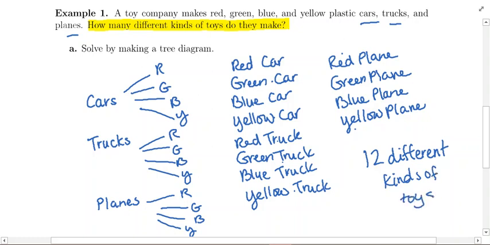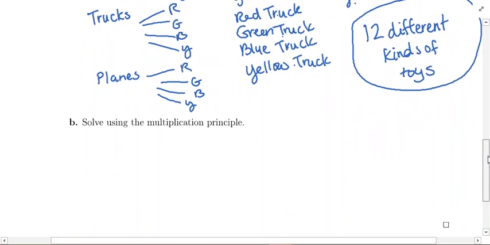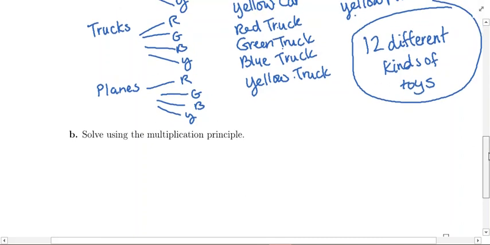Now specifically, they're listed out. If you wanted to know the specific toys that the company was making, they're listed out right here. We did that. But if you count up the total number of toys, you get 12 different kinds that they're making. All right, in part B, it says solve the same problem but using the multiplication principle. I haven't even told you what the multiplication principle is yet, but I'm going to tell you now.